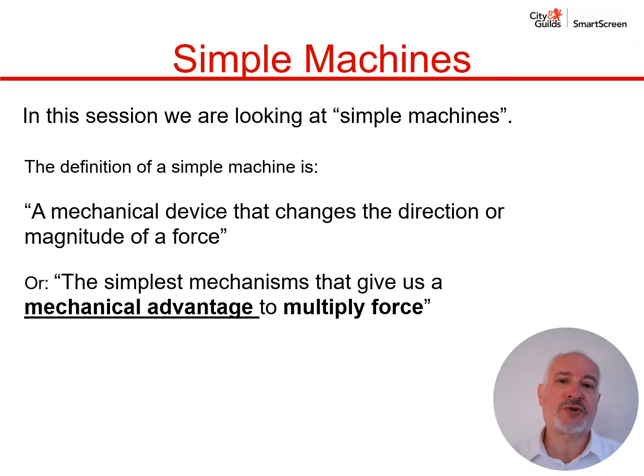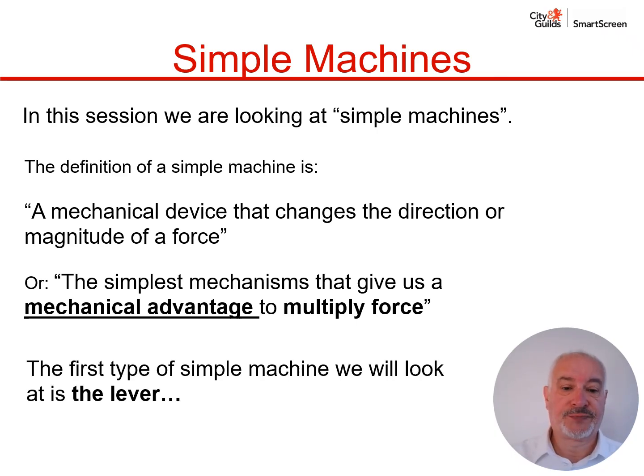You see, in your own strength you can lift a certain amount, whatever that may be, but by using a simple machine you gain a mechanical advantage over your own strength, and it enables you to lift more. So you can multiply your strength, if you like. You can multiply the force that you can apply by using a simple machine. It gives you a mechanical advantage. And the first type of simple machine we're going to look at, as I said, is the lever.